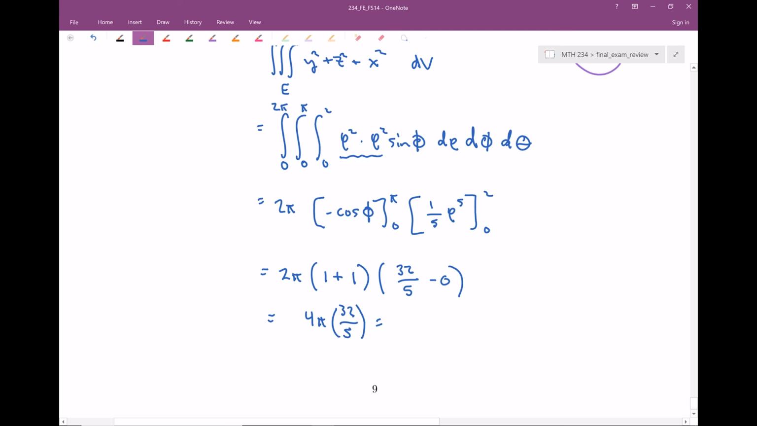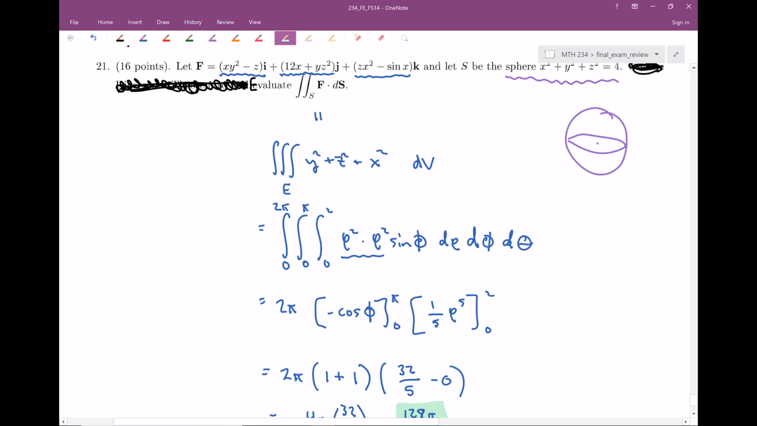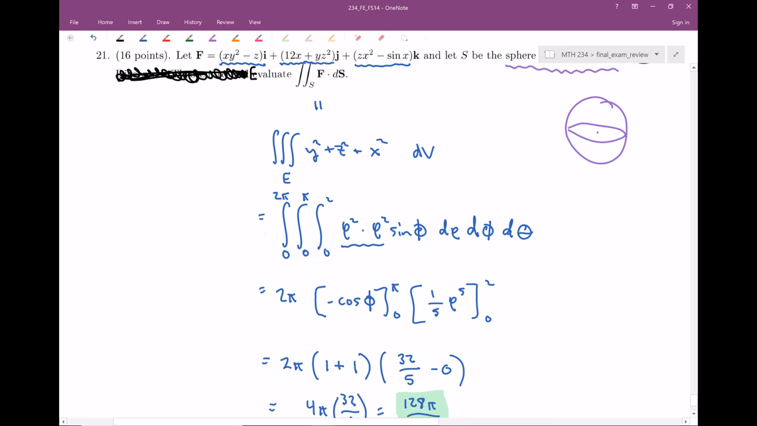We can simplify this a little more. 32 times 4 is 128 pi over 5. So there we go, that is my final answer. This is the flux, or the surface integral of this vector field over the surface, and we used the divergence theorem to calculate it.